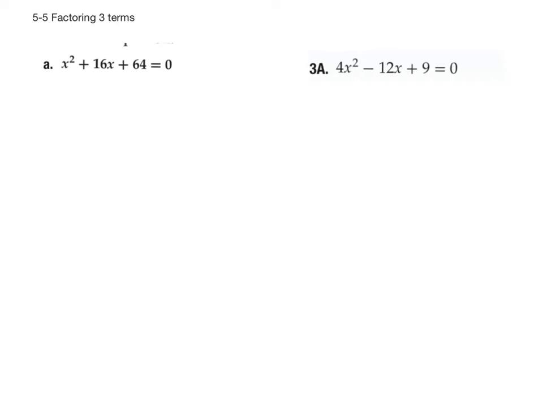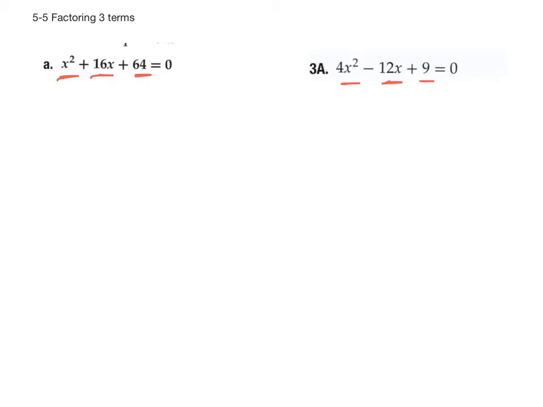Today we're going to factor polynomials with three terms. That means we have three terms, a plus sign and a minus sign, or two plus signs or two minus signs like this one. Three terms like this. There are three types of factoring with three terms.